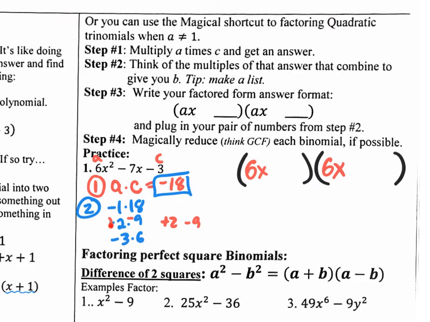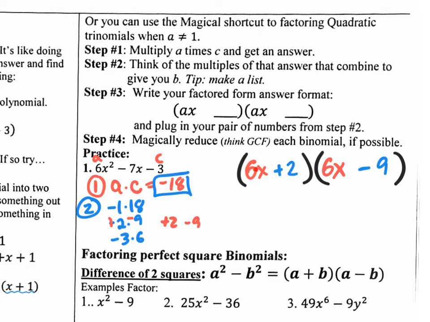Yep. Plug in the positive 2 and the negative 9. The positive 2 and the negative 9 go right in there. So let's put that positive 2 and negative 9 right in there. And now it's time for that fourth magical step. Magically reduce, think GCF of each binomial, if possible.